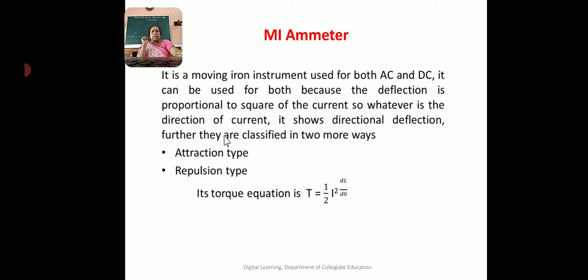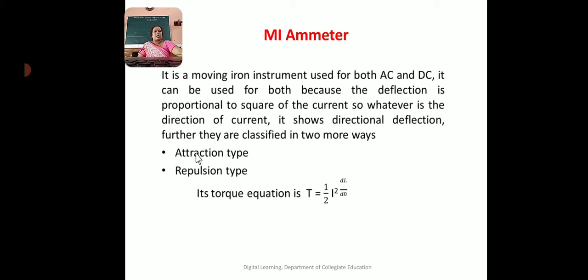Similarly, in the repulsion type ammeter, when two iron pieces are magnetized, then what happens? When two iron pieces with the same polarity are magnetized by passing a current, then repulsion between them occurs. That repulsion produces the deflecting torque, due to which the pointer moves. This is the working principle of the repulsion type MI ammeter.